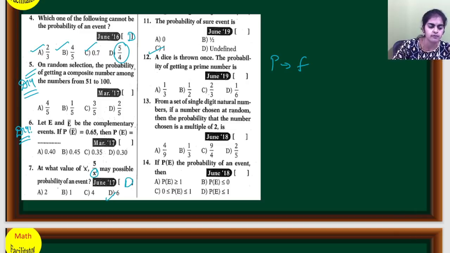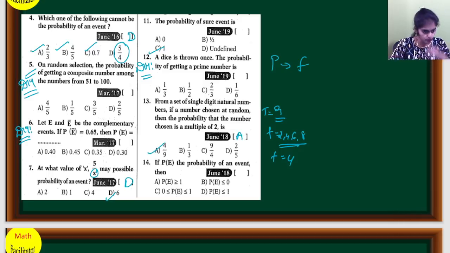A die is thrown once, probability of getting a prime number. Already we have done the same question. Please do this. Now, a single digit natural number is chosen at random, probability that the number chosen is a multiple of 2. Single digit numbers, so how many do you have? Total 9 single digit numbers. Probability that it is a multiple of 2: 2, 4, 6, 8. These are multiples. So favorable outcomes are 4. So 4 by 9 you will get. Probability of an event, again the same question.